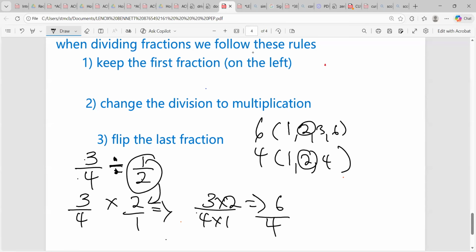Then you're going to say 6 divided by 2 equals 3, and 4 divided by 2 equals 2. Then your answer would be 3 over 2. Then you can put it down more, to convert it to a mixed number. A lot of persons leave it at this, but I want you guys to do it as a mixed number.